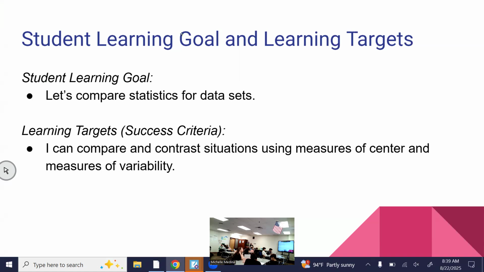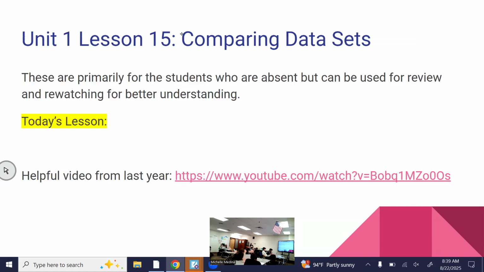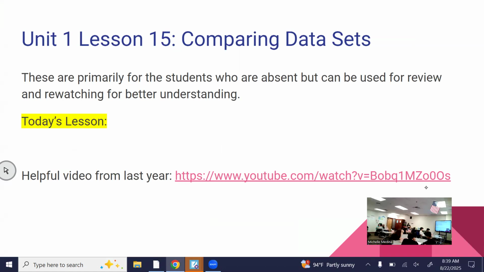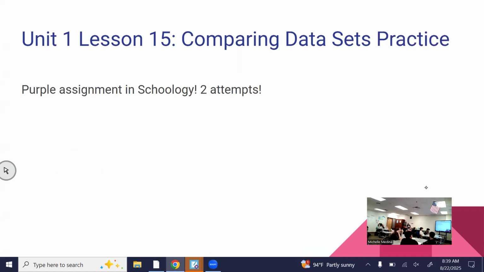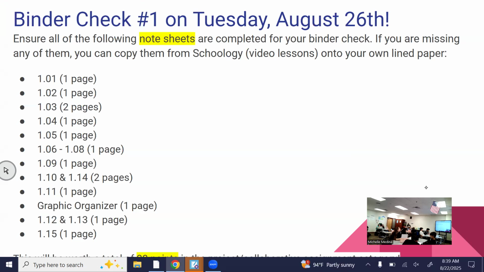Then I'm recording right now. I generally always record in this class, so I'll always put that right here where it says today's lesson. But the one from last year is there too, just in case you're working ahead or something like that. The practice will be in Schoology. It'll match the same title you see here.